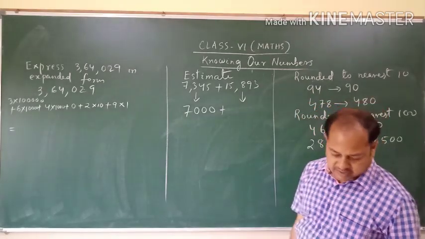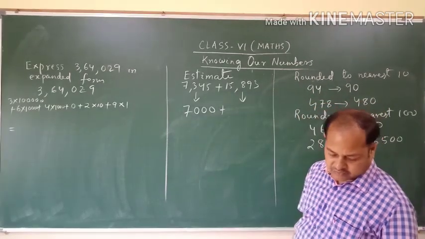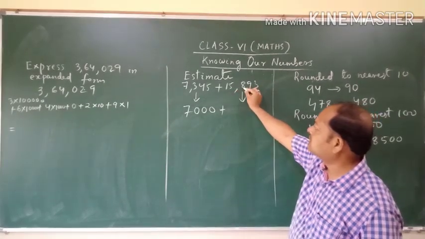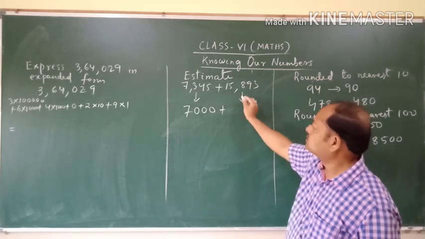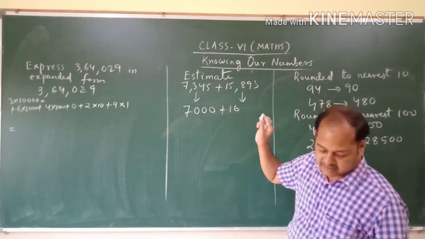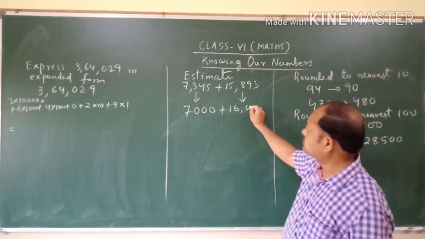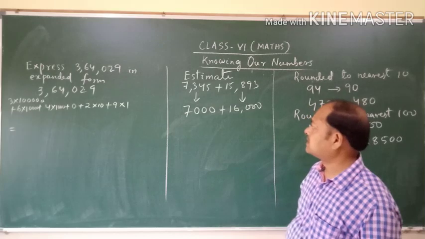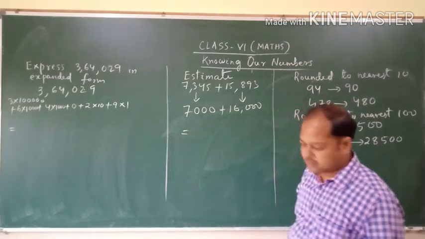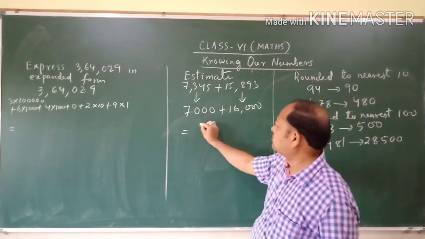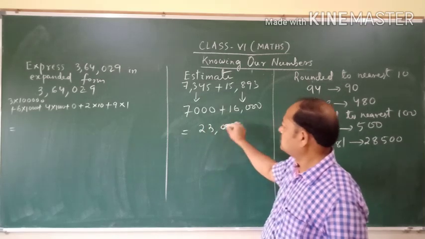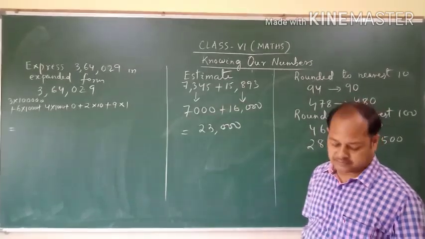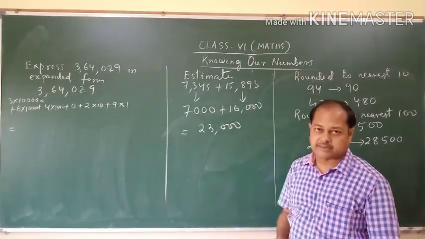So to estimate this one, 15,000: after 15,000 the number coming is 8, which is more than 5, so it will be 16,000. After rounding these two numbers, we add them. 16,000 plus 7,000 will be 23,000. This is the estimate of this solution. Okay.